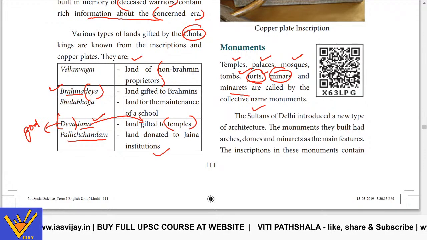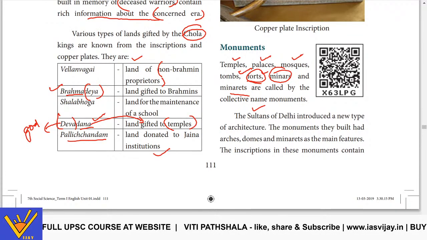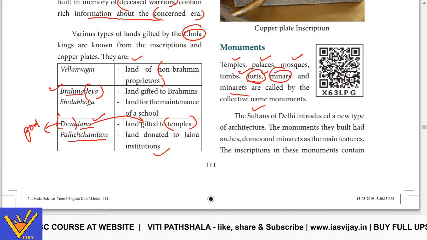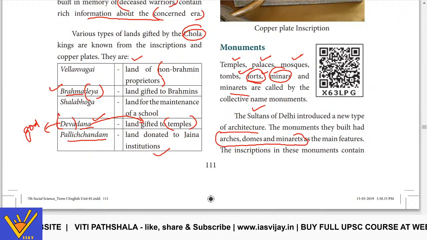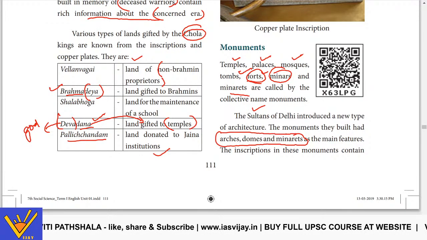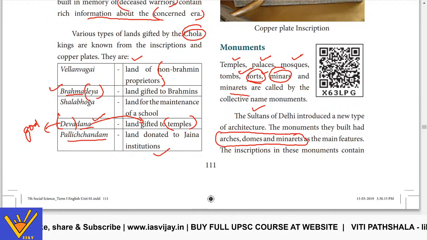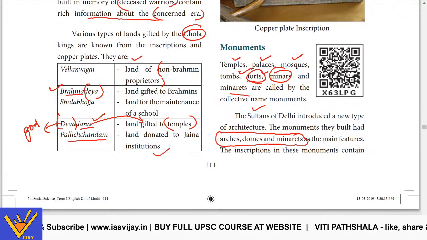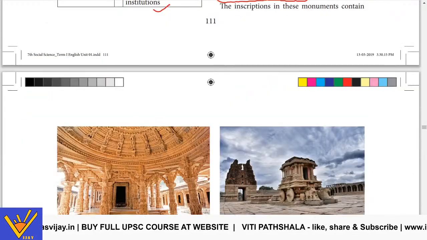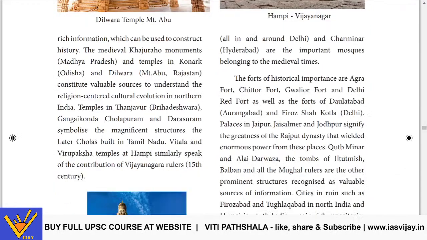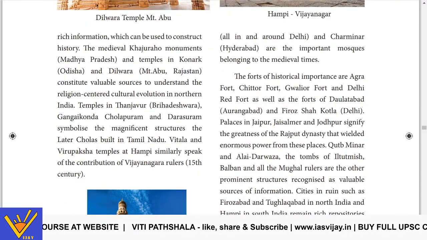The Sultans of Delhi introduced a new type of architecture. The monuments they built had arches, domes and minarets. The Delhi Sultanate, you all know, built the Qutub Minar. They started building arches, domes and minarets. The inscriptions in these monuments contain rich information which can be used to construct and know about the history.